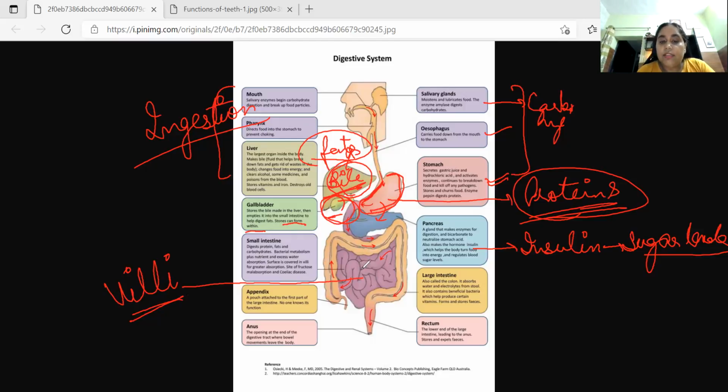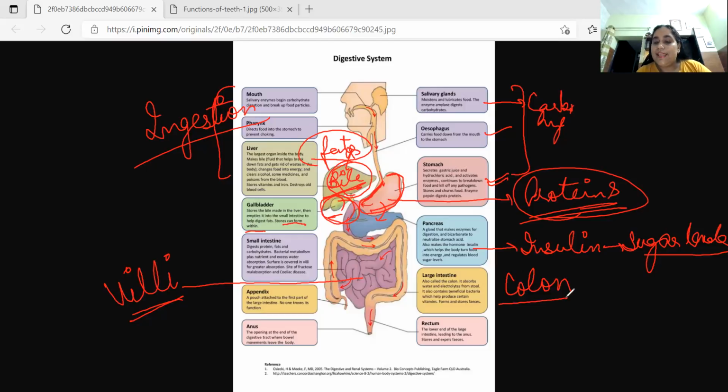Then after this, whatever food is required by our body is all digested over here, and whatever leftover food is there is given out to the large intestine. Now what is the function of the large intestine? It is also called the colon. The function of the large intestine is that it absorbs all the water and the electrolytes.